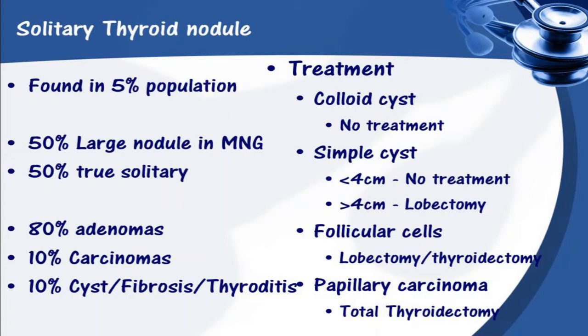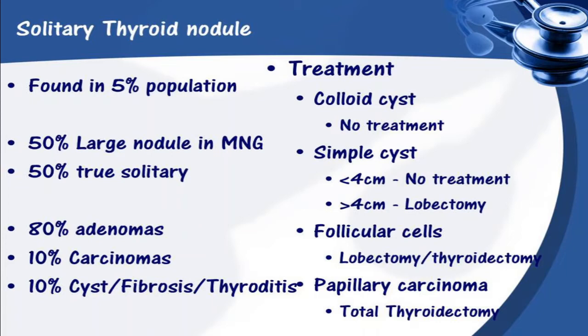So, solitary thyroid nodule is found in 5% of this population, and 50% will have a large nodule, whereas 50% will have a true solitary nodule. Like in the earlier case, we said about multinodular goiter, the diagnosis has to be clear whether your nodule is a large nodule in a multinodular goiter or whether it is a true solitary nodule. And 80% are usually adenomas, 10% could be a carcinoma, again 10% could be a cyst, a fibrosis, or a thyroiditis.